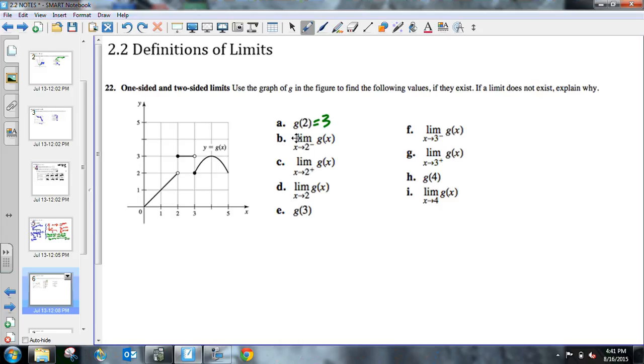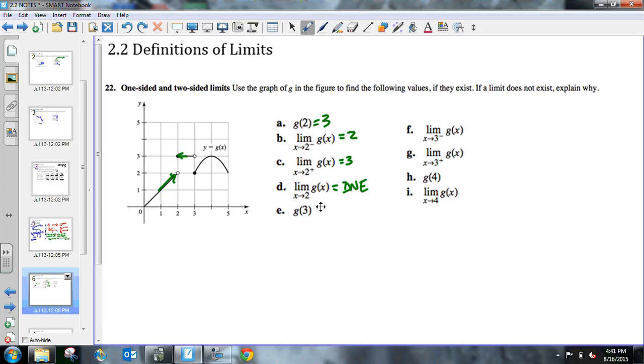Okay, what's the limit as x approaches 2 from the left? So as we approach 2 from the left, what y value are we approaching? And that's 2. Okay, what happens if we approach 2 from the right? If we approach 2 from the right, we're actually approaching 3. Okay, these two one-sided limits do not agree. They're not the same. They are not going to the same math party. So the two-sided limit doesn't exist. They're approaching different values, so that doesn't exist.